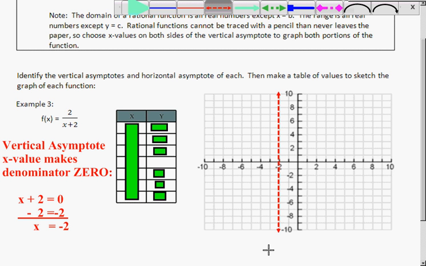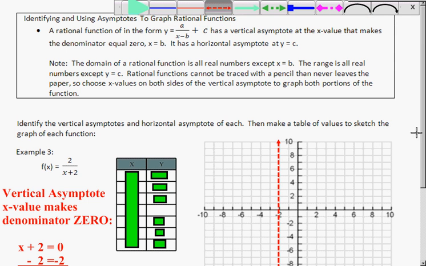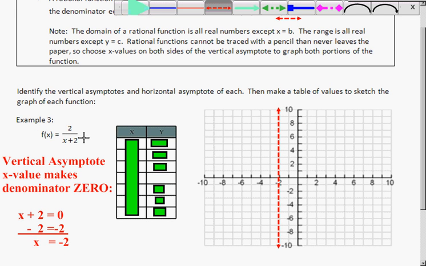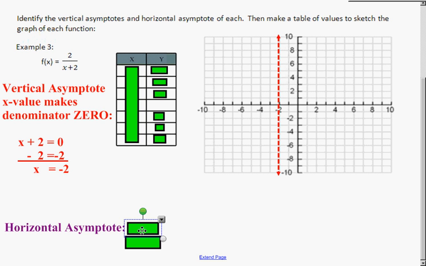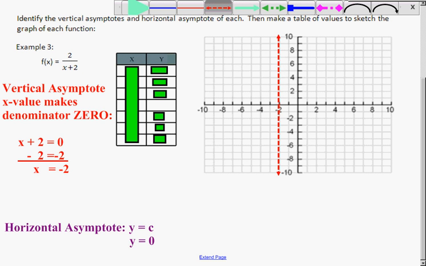You also need to find your horizontal asymptote. And according to the information up here, to find your horizontal asymptote, y equals c. So note where here's y, here is c. Is anything added or subtracted? We look at our equation here, nothing is being added or subtracted. So when we find our horizontal asymptote, y equals c, nothing's there, so y is equal to 0. So we are going to go ahead and graph that.